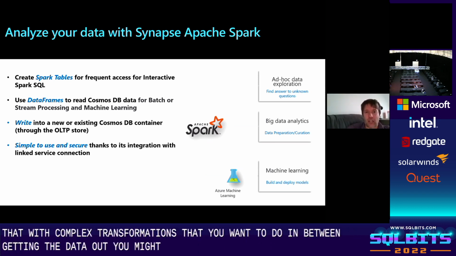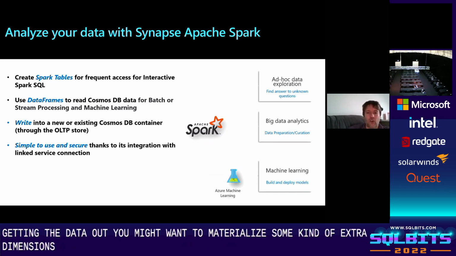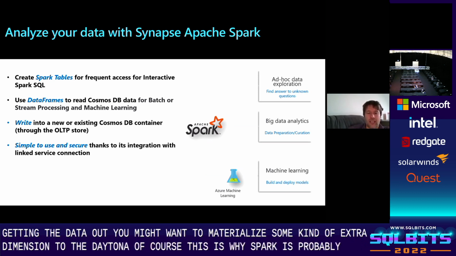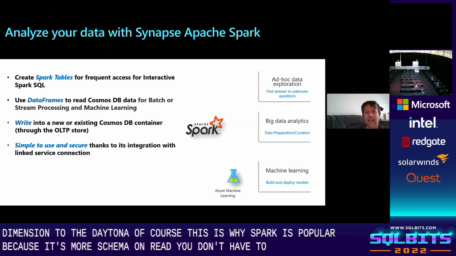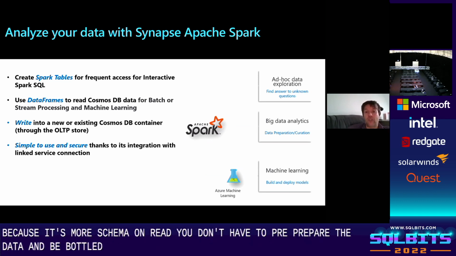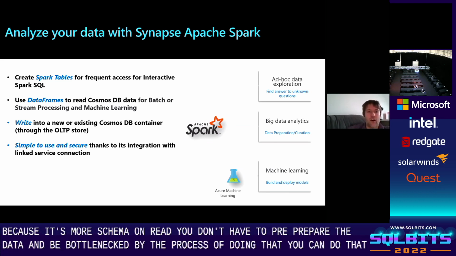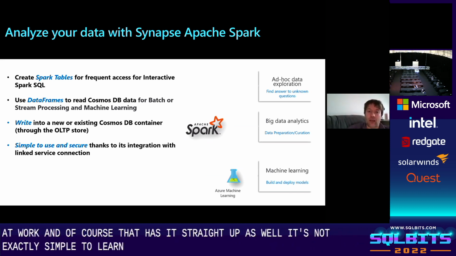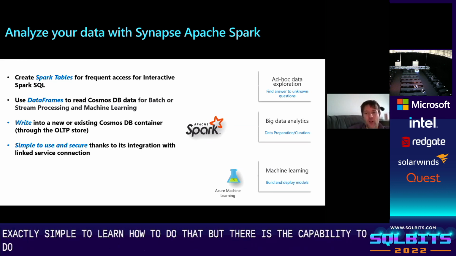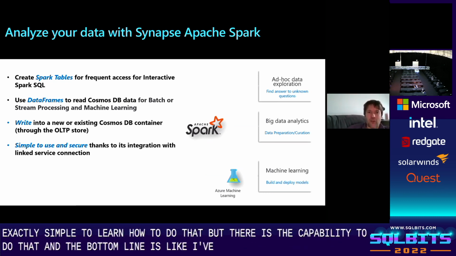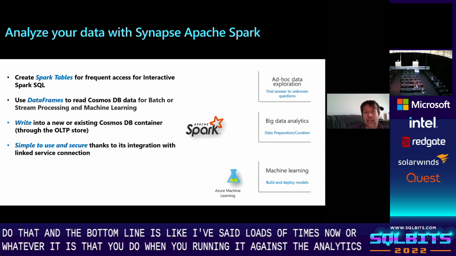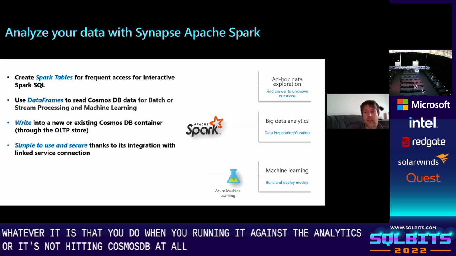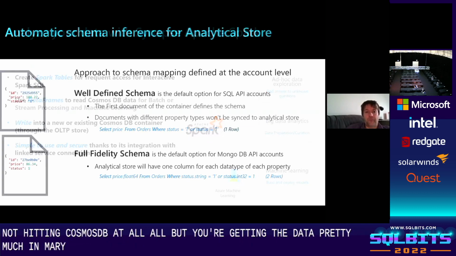You might want to materialize some kind of extra dimension to the data. And of course, this is why Spark is popular, because it's more schema on read. You don't have to pre-prepare the data and be bottlenecked by the process of doing that. You can do that ad hoc. And of course, that has its trade-offs as well. It's not exactly simple to learn how to do that, but there's the capability to do that. And the bottom line is, like I've said loads of times now, whatever it is that you do when you're running it against the analytics store, it's not hitting Cosmos DB at all, but you're getting the data pretty much in near real time.